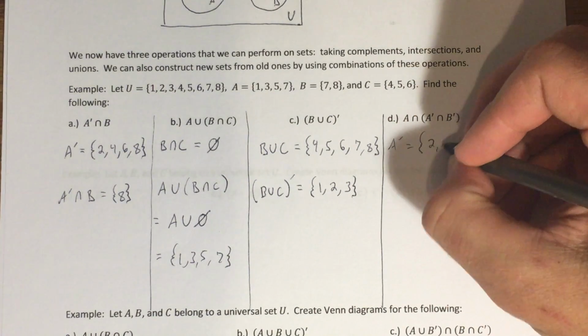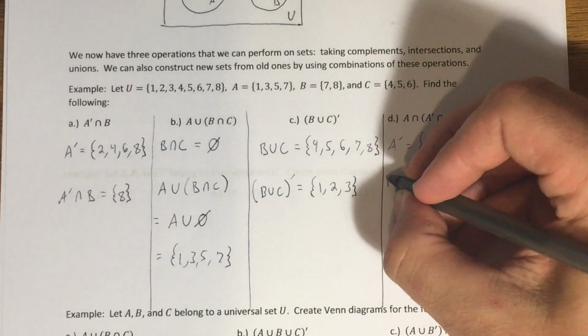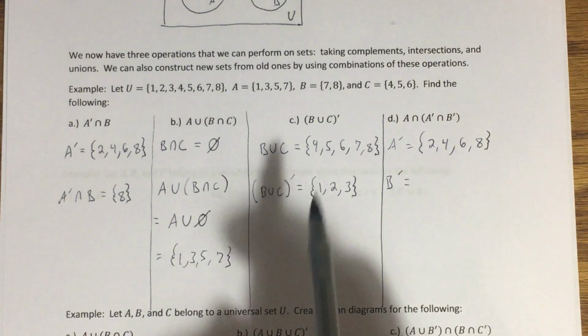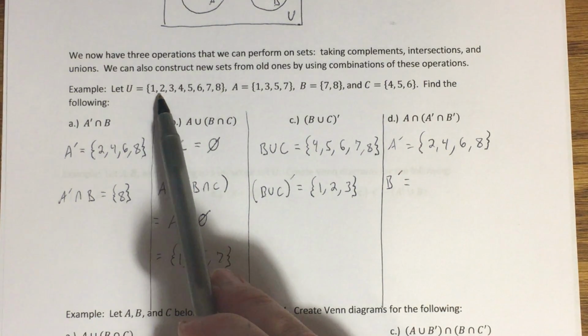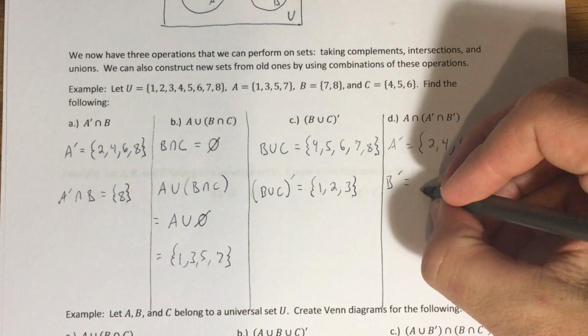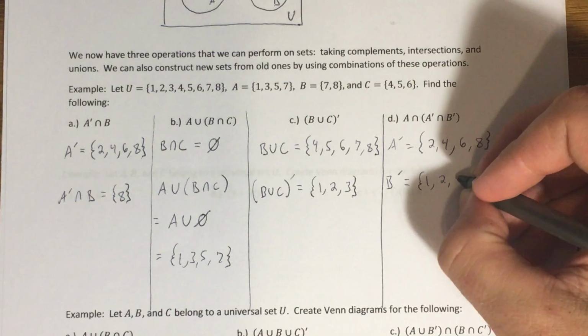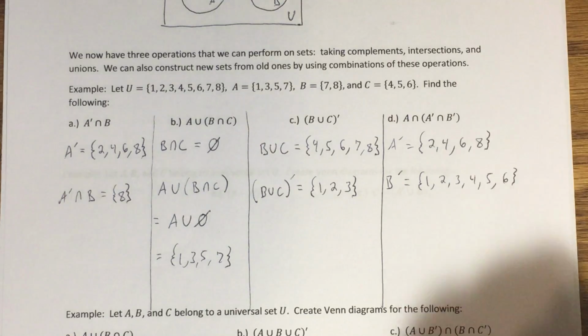So I'm going to list that out. B complement. What should B complement be? Well, if B is the set of numbers 7 and 8, then its complement is the set of numbers in our universe except for 7 and 8. So that's going to be 1, 2, 3, 4, 5, and 6.